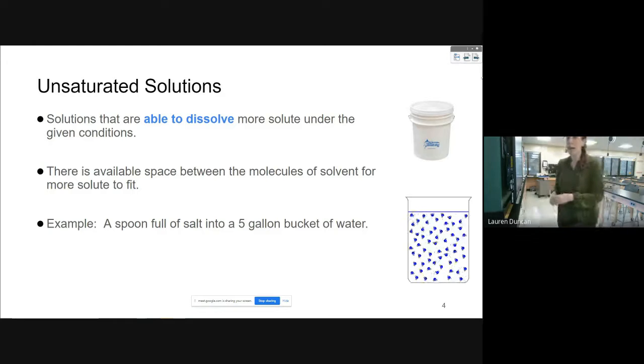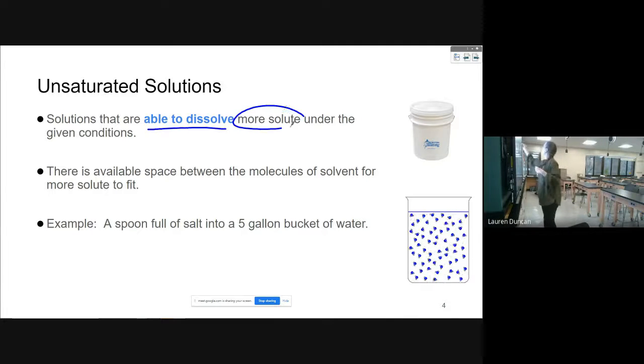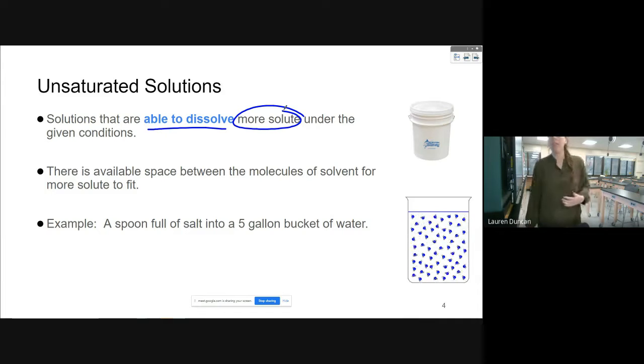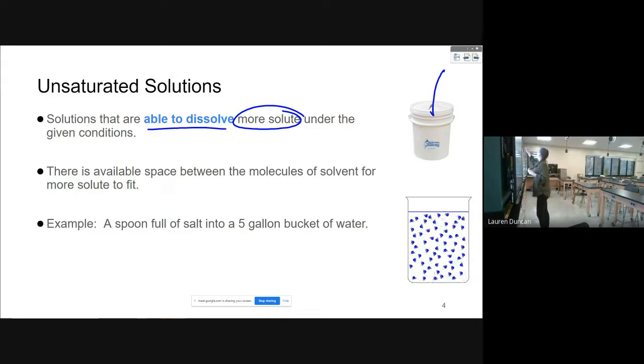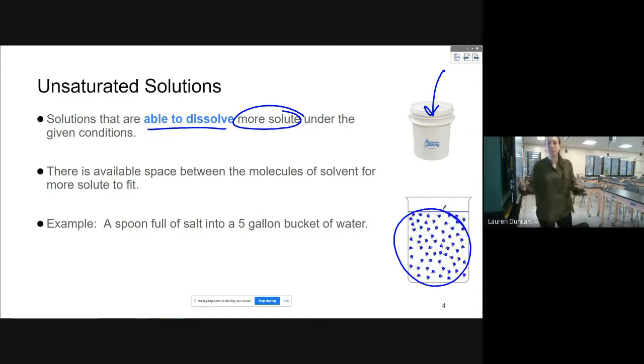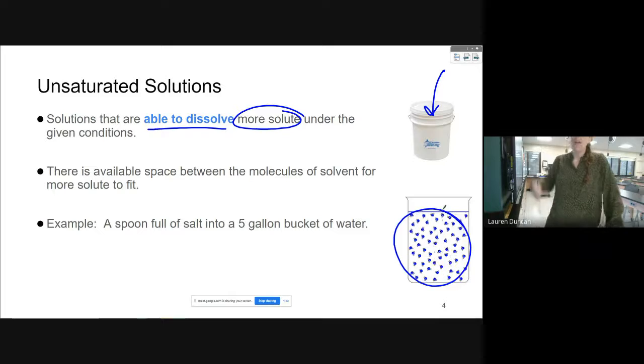An unsaturated solution is pretty much exactly what it sounds like. This is a solution that you can still dissolve more solute in, under the given conditions. An example might be taking a teaspoon of salt and dissolving it in a 5-gallon water bucket. If not all the available space between the solvent molecules is filled, so there's still some space left in the solution, you can still dissolve more solute in it. That is an unsaturated solution.